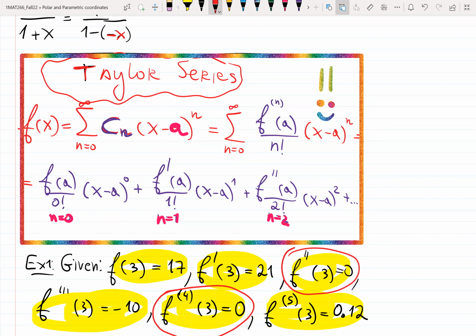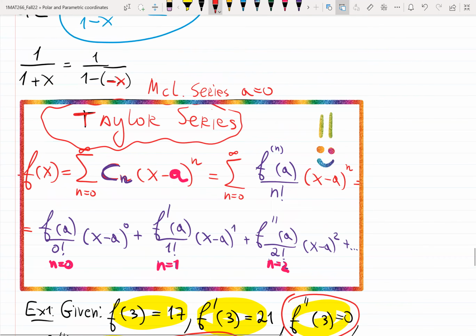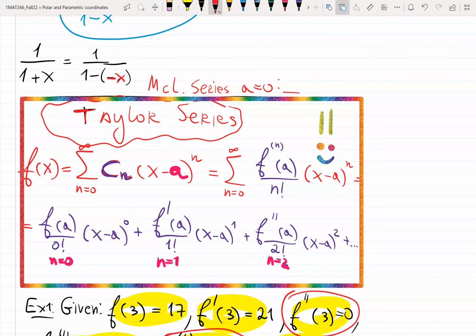Thank you for asking. So Maclaurin series has a equals 0. Thus, the formula is easier. It's just not a new formula. I don't like when people try to memorize several formulas. It's the same thing, but it will be the nth derivative at 0, still divided by n factorial, and then x to the n, because it's x minus 0 to the n. Yeah, thank you for asking. It's a very good question. Exactly.